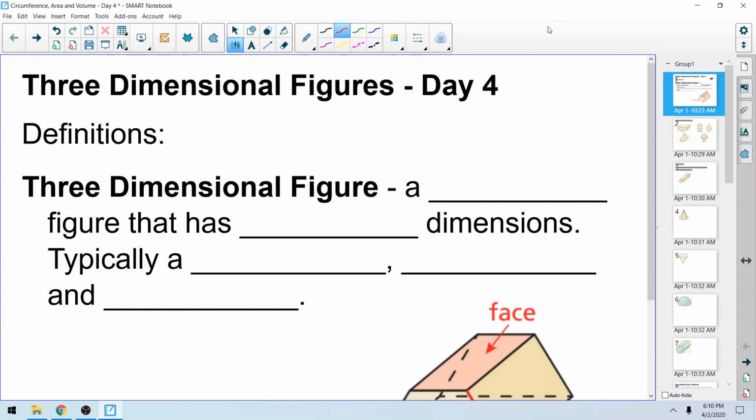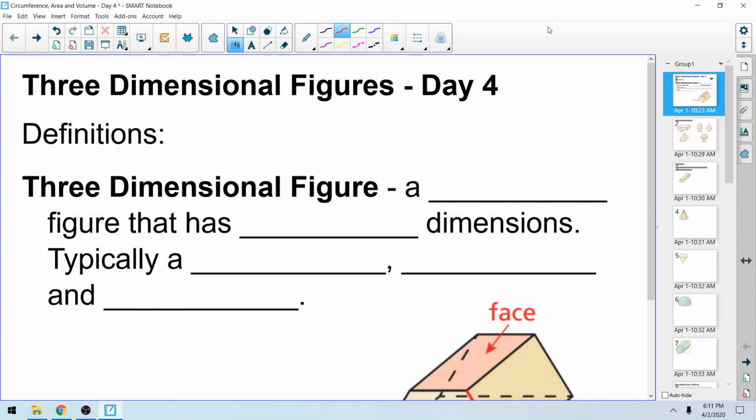Okay, everybody, moving on to day 4 of circumference, area, and volume. We're going to start three-dimensional figures. We just kind of finished up area, perimeter, arc length, sector area, and that was all of two-dimensional figures. So now we're going to move into three-dimensional figures.